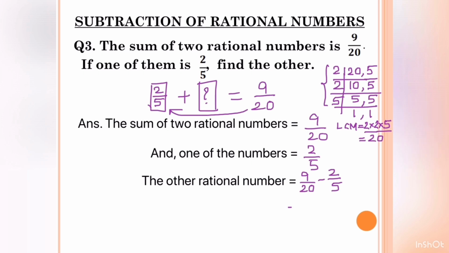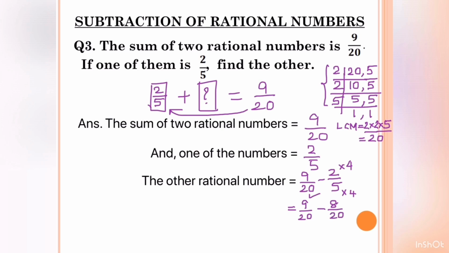This expression is equal to, in the first expression we already have 20 in the denominator, so in the second rational number we will multiply 5 with 4 to get 20 in the denominator. The same 4 we will multiply even with the numerator. So we get 9 by 20 minus 2 times 4 is 8 by 5 times 4 is 20.